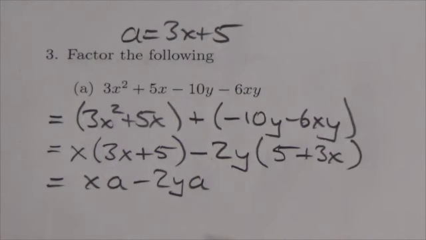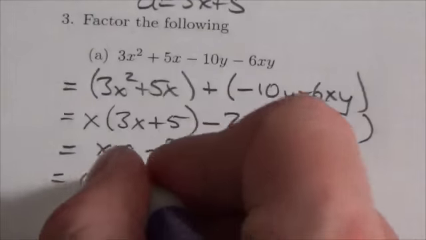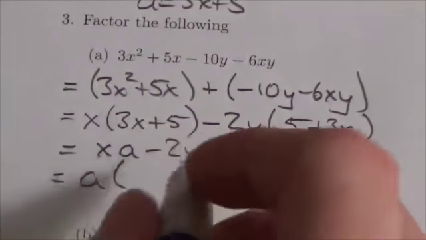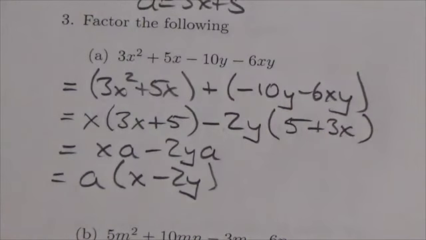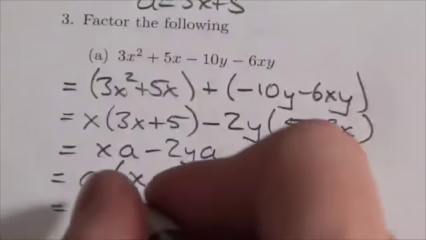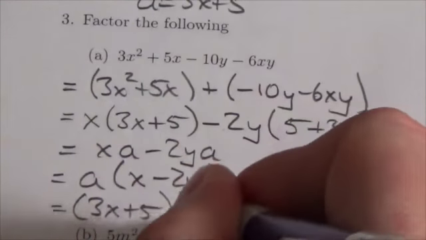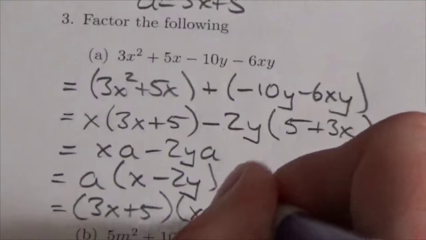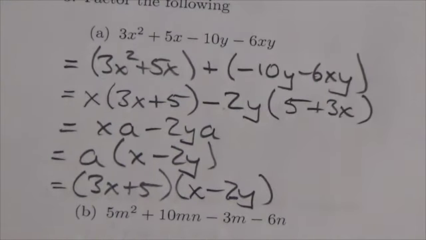And now I can see quite clearly that the variable a is common to both those terms. And if I take that out, then the a has been distributed to x minus 2y. Okay? And that would be the answer in factored form. But I got to take it one step further because a was not part of the problem. So I have to write down what a was, and that becomes 3x plus 5 multiplied by x minus 2y, and that is the final factored form of question 3a.